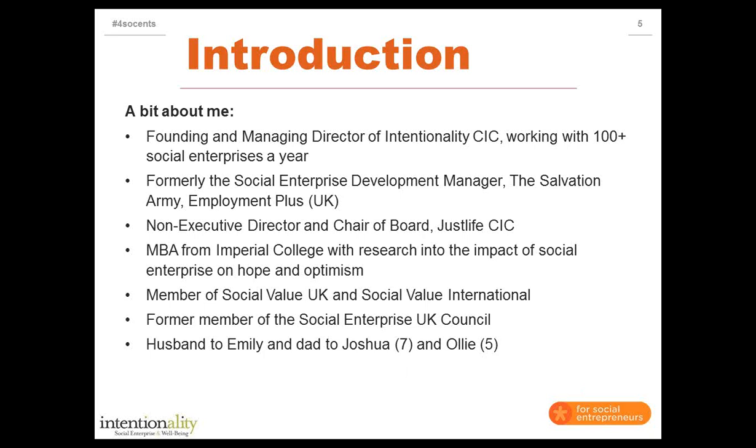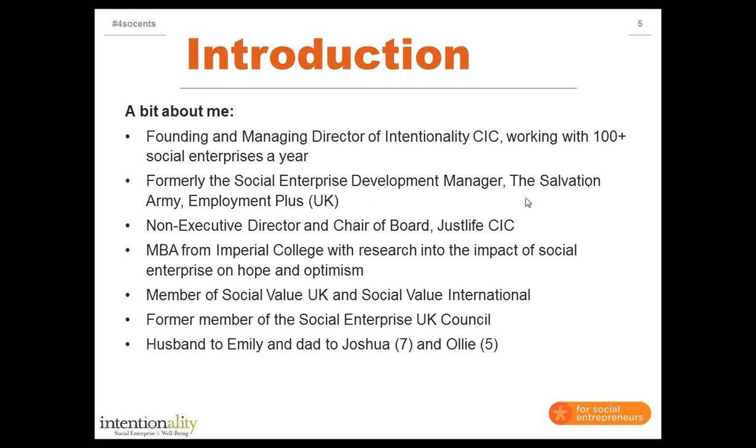I was going to just briefly introduce myself to say that I run a small consultancy called Intentionality. We're a community interest company. We work with about 100 social enterprises a year, helping them measure and report their impact. A lot of those are award winners at UnLtd. Of course, we work with about 60 or 70 different UnLtd award winners every year.